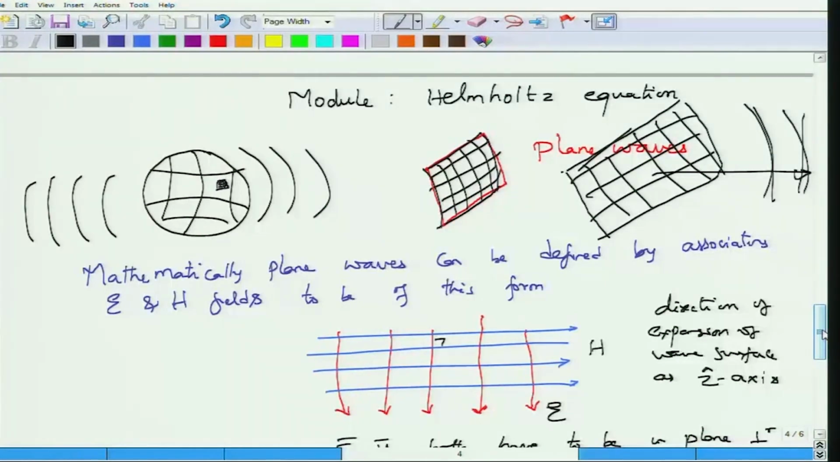So to recapitulate, the solution for the Helmholtz equation is in general complicated. To simplify this complication, we will assume a plane wave approximation. The plane wave approximation is a very valid approximation when the source of the waves is quite far away from the region where you are talking about this.